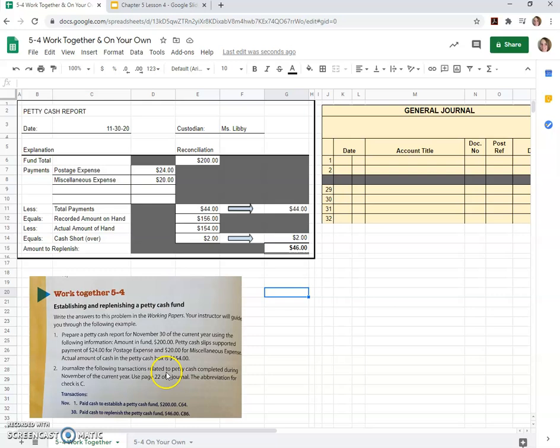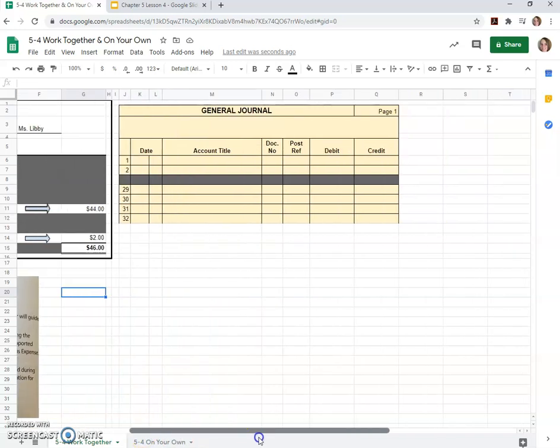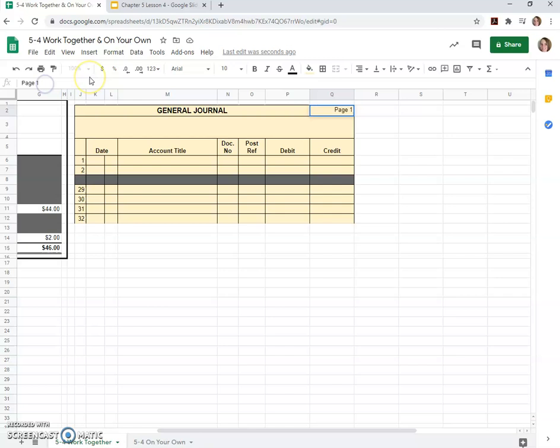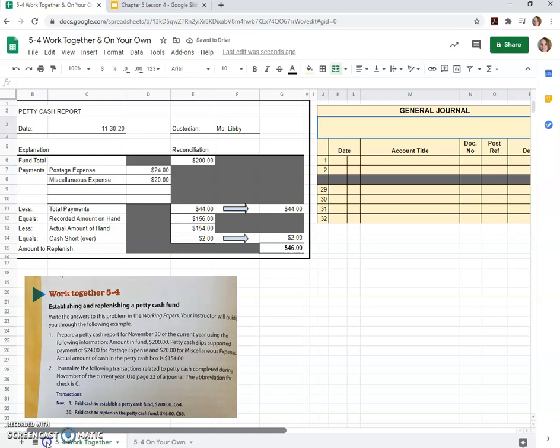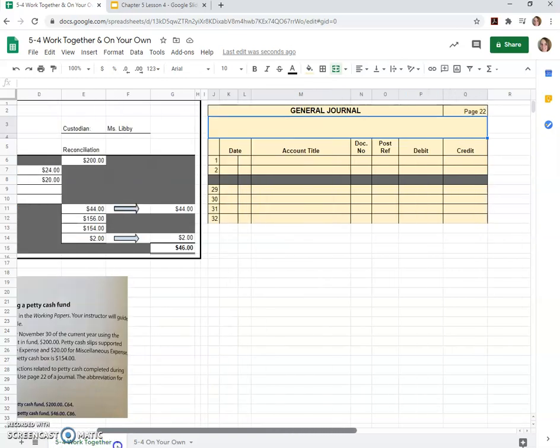Now we're going to journalize the following transactions related to petty cash during November. And it said use page 22 of the journal. So guess what? We'll just fix this. Say page 22. All right. The abbreviation for check is C. So on November 1st, paid cash to establish a petty cash fund of $200. Check number 64. And we know it's 200.